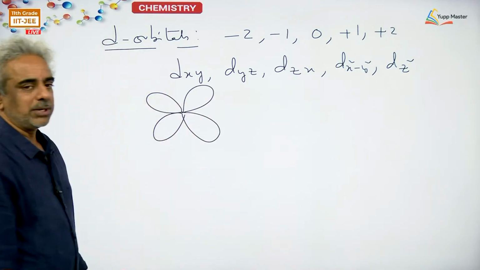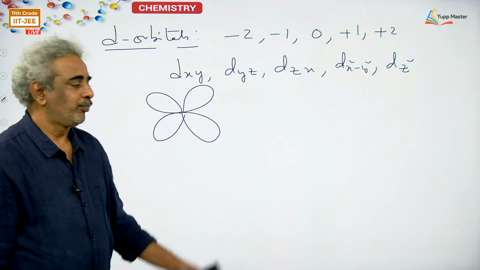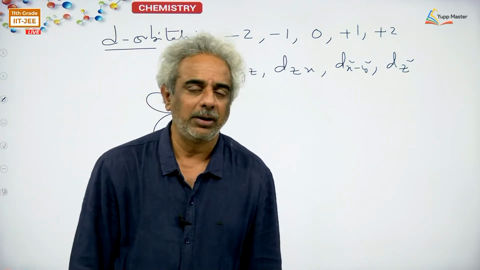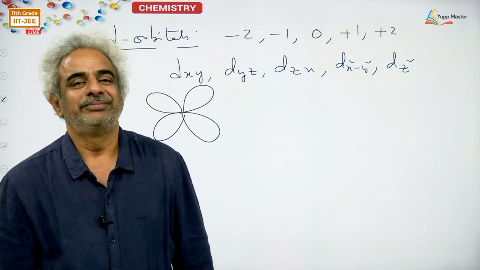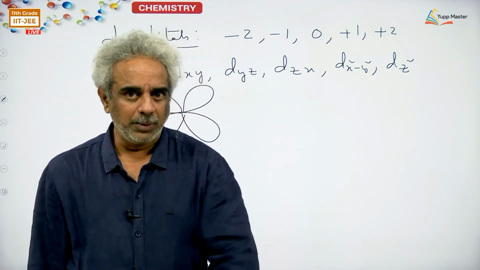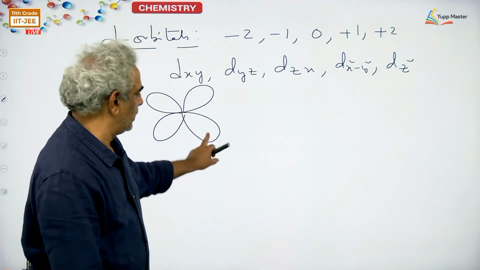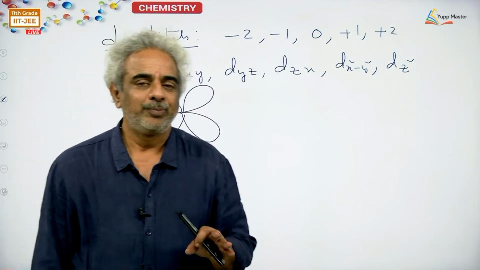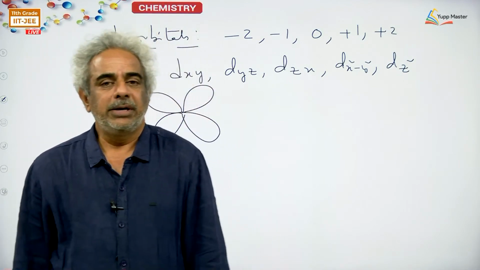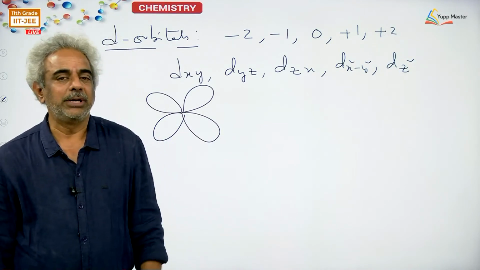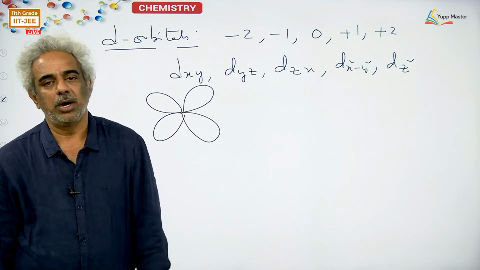A d orbital looks something like this. All the 4 balloon-like lobes put together make one orbital. Don't think each lobe is one orbital. The entire space where d electrons can be found with highest probability is called a d orbital.